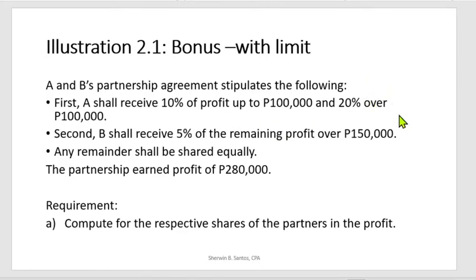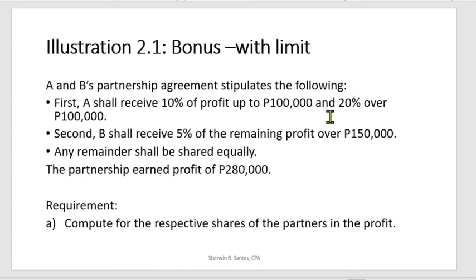First, A shall receive 10% of the profit up to 100,000 and 20% over 100,000. So, ang sinasabi dito, kapag up to 100,000, 10% ang marireceive ni A. Kapag over, 20% over 100,000. So, halimbawa, 150,000 ang profit. So, 100,000 times 10% plus 20% times 50,000. Kumbaga, meron siyang brackets.